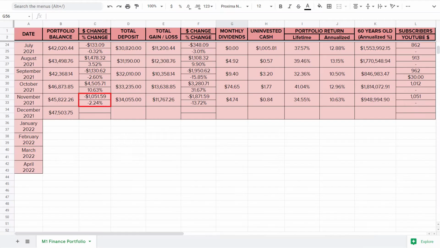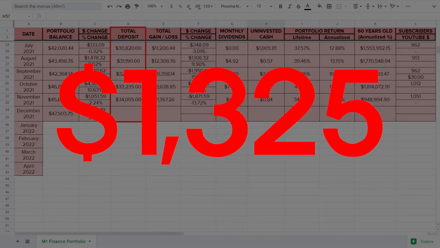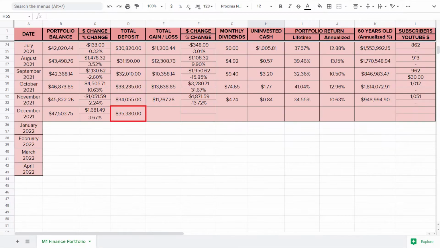And going back, unlike November when my portfolio finished in the red, December was a green month, finishing up $1,681.49, a net change of 3.67%. But not all of that was stock gains because I did deposit $1,325 last month, bringing my total deposit of my portfolio to $35,380. But the rest, the $356.49, it was from stock gains, upping my portfolio's total unrealized gains to $12,123.75.